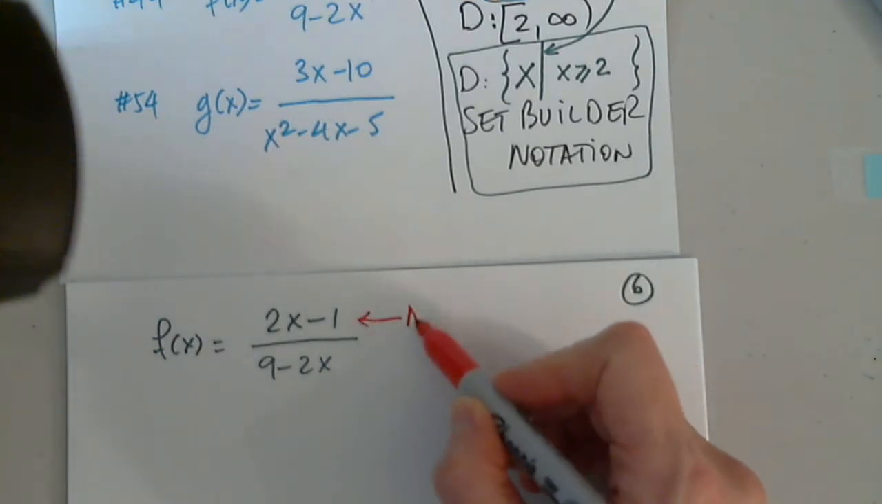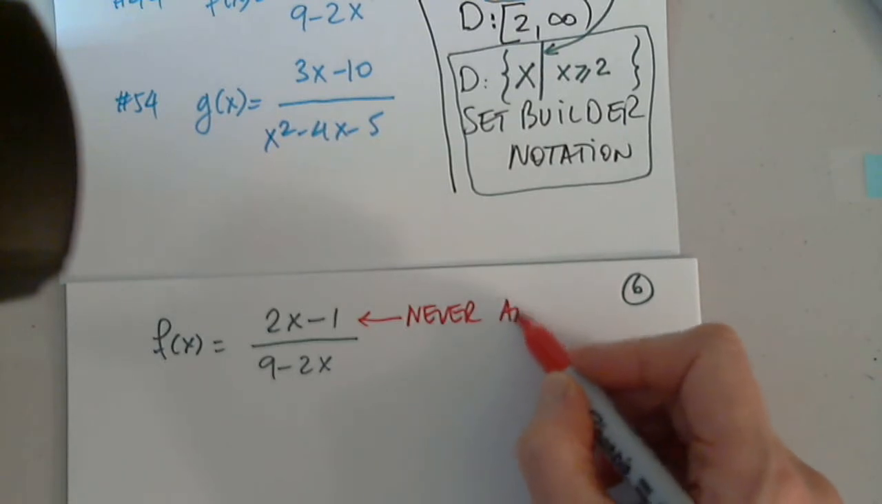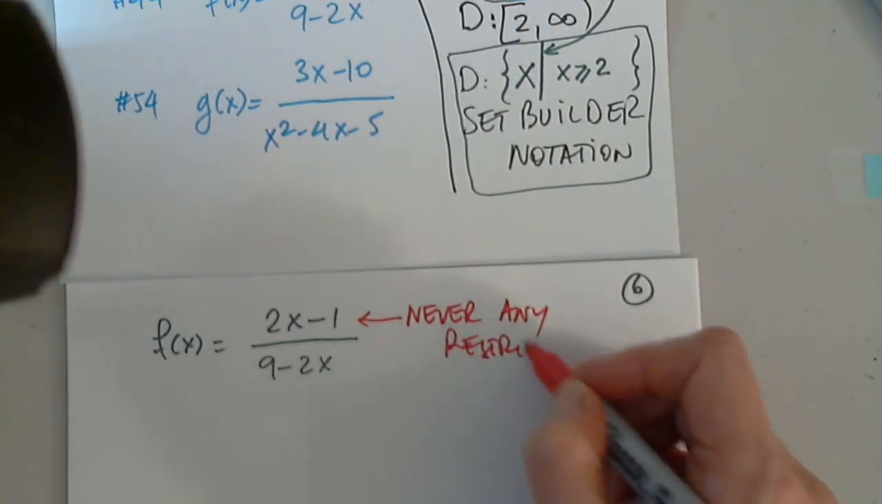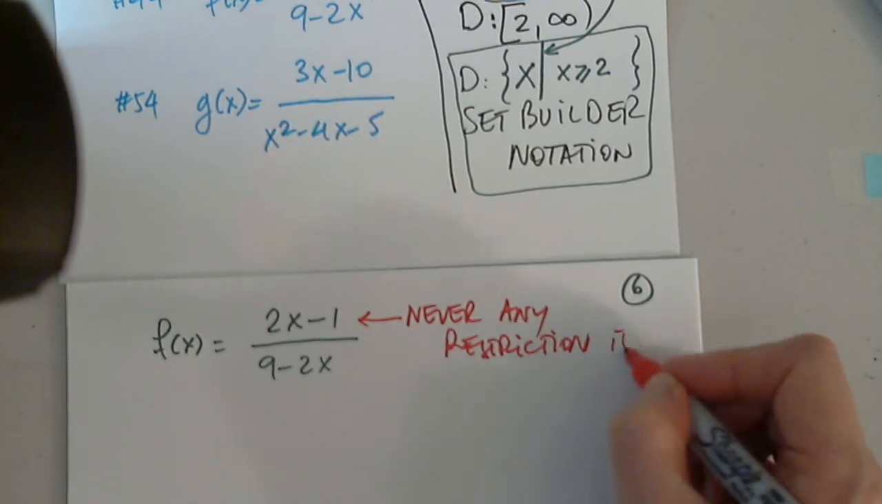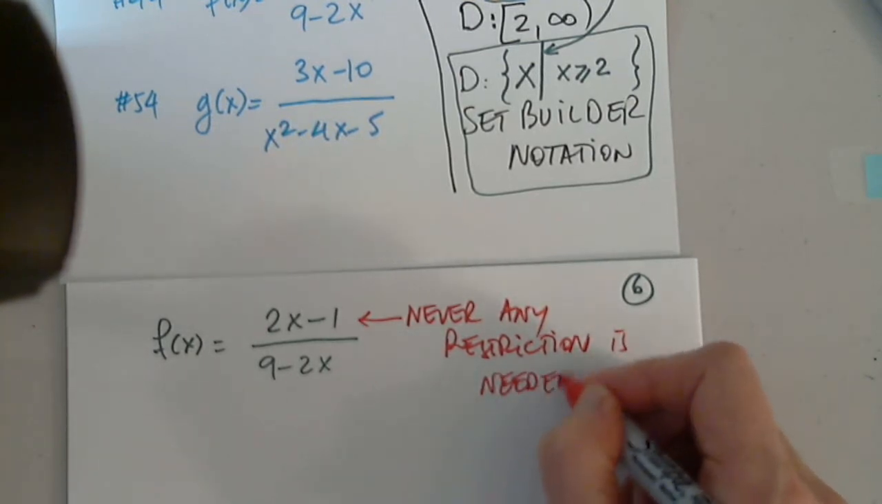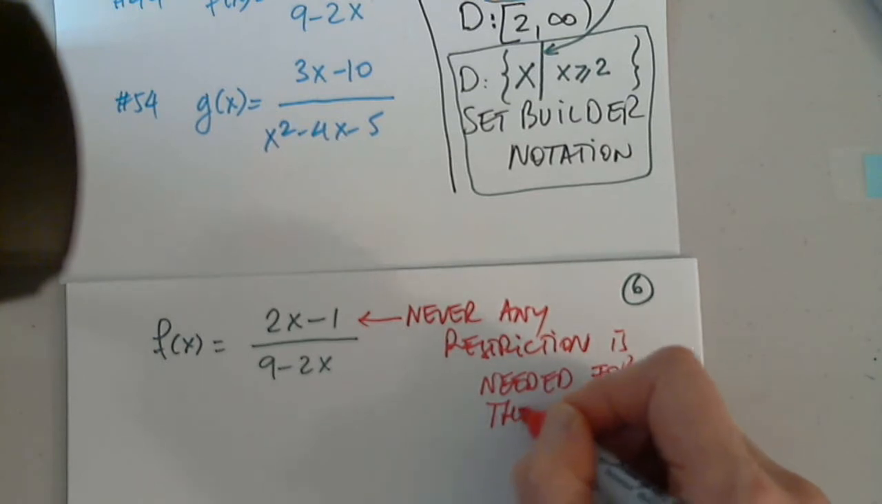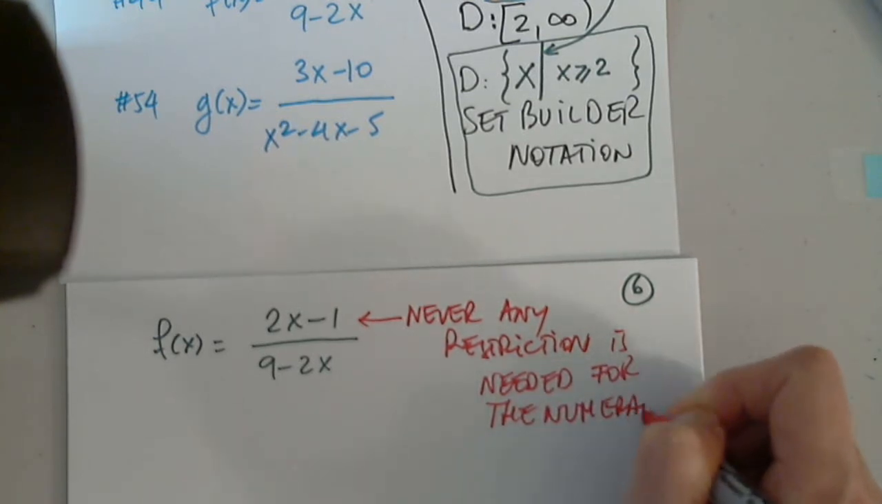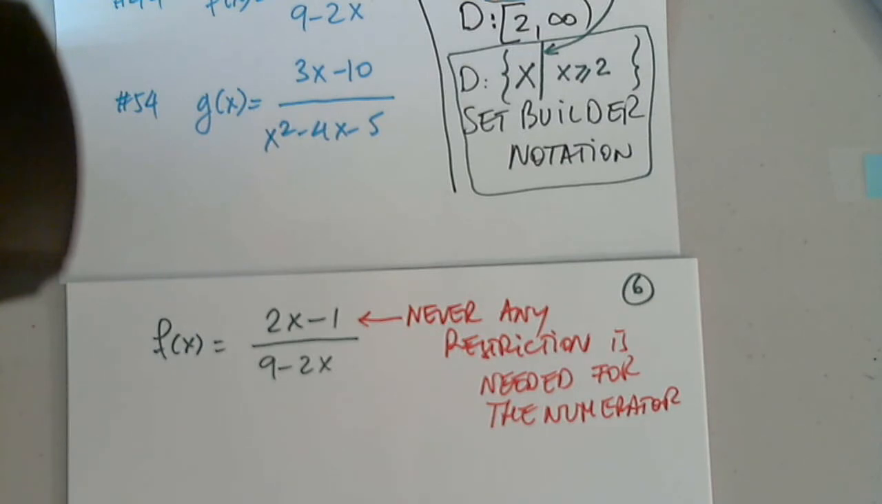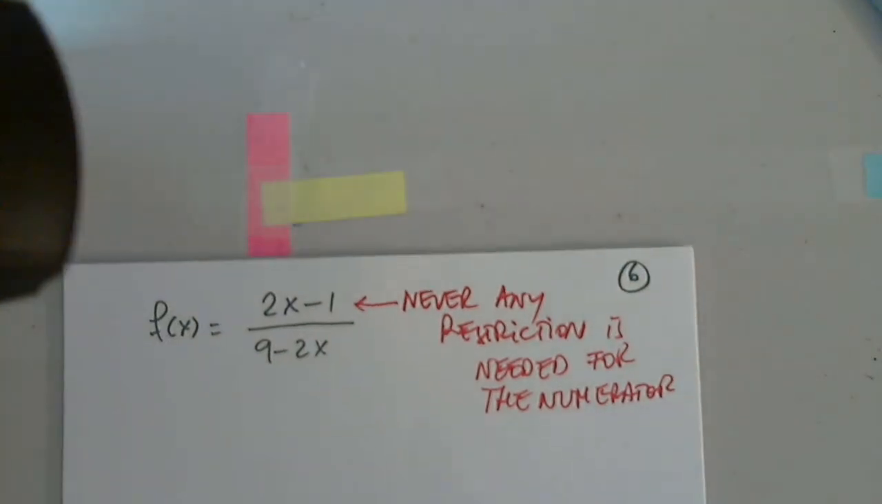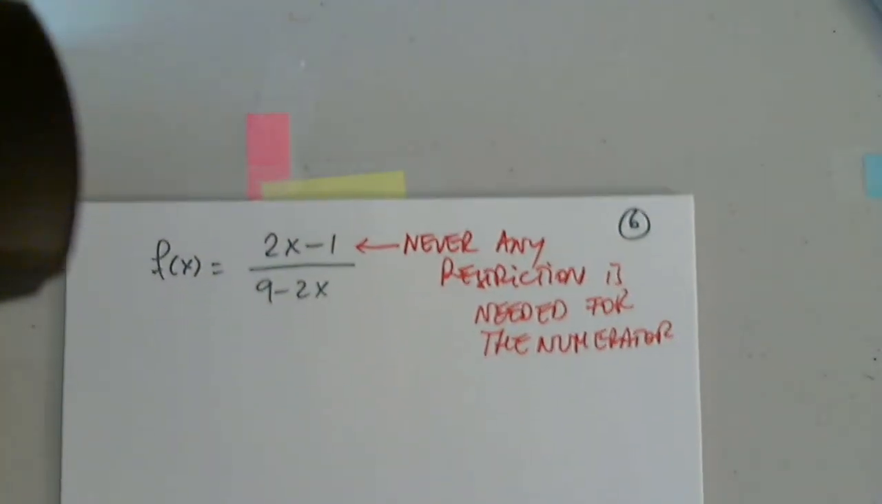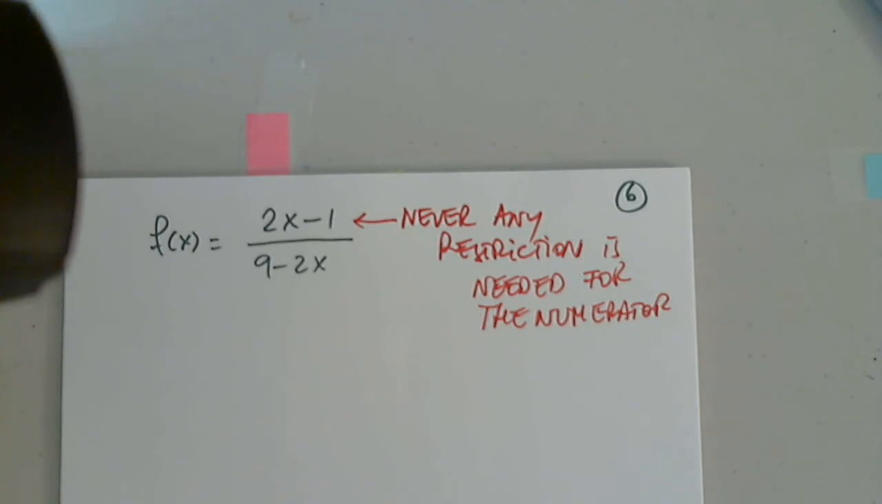So there is no restriction needed for the numerator. If the numerator is anywhere between negative infinity and infinity, it is never going to be restricted by any means in this kind of problem. However, the potential situation will be what? The denominator? Right. So the denominator could be the problem.